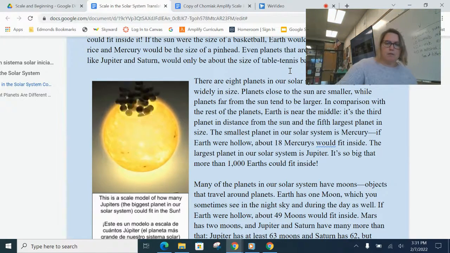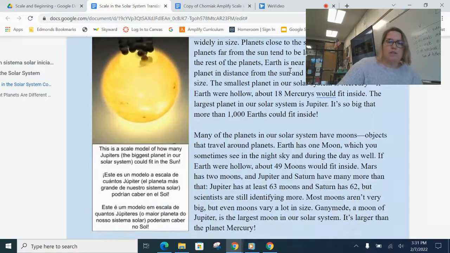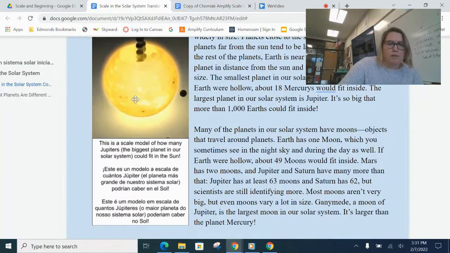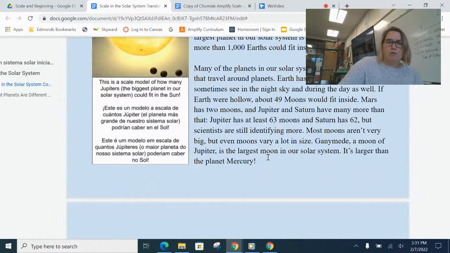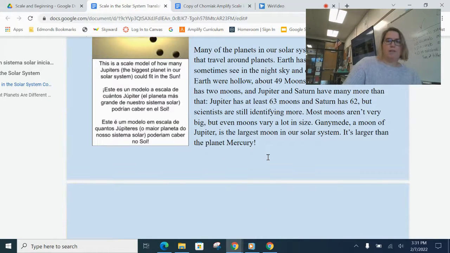All right. Usually if it's a picture, that means it's important. Okay, so I see the scale model of how many Jupiters. Many of the planets in our solar system have moons, objects that travel around planets. Earth has one moon, which we sometimes see in the night sky during the day as well. If Earth were hollow, about 49 moons would fit inside. Mars has 2 moons, and Jupiter and Saturn have many more than that. Jupiter has at least 63 moons, and Saturn has 62, but scientists are still identifying more. Most moons aren't very big, but even moons vary a lot in size.